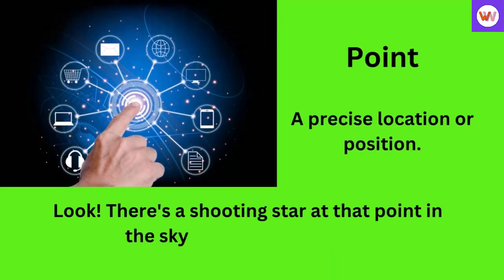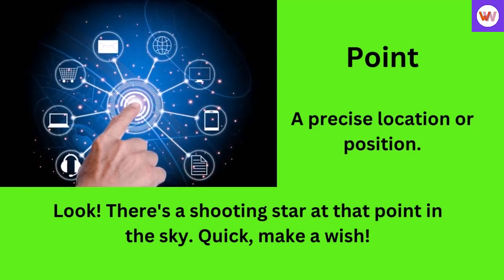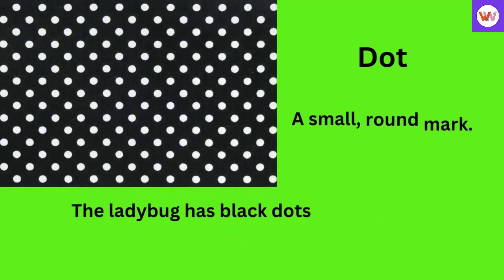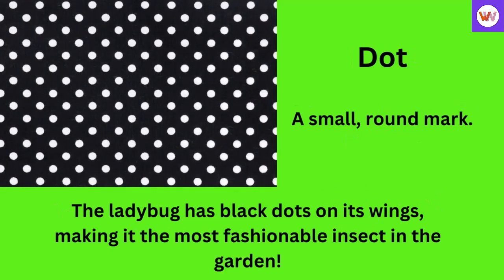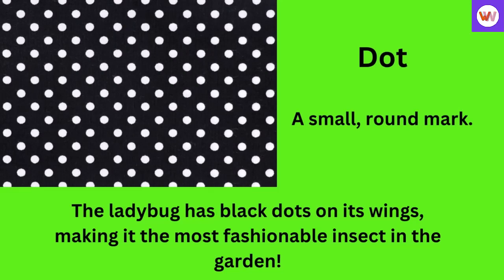Point. A precise location or position. Look, there's a shooting star at that point in the sky. Quick, make a wish. Dot. A small, round mark. The ladybug has black dots on its wings, making it the most fashionable insect in the garden.